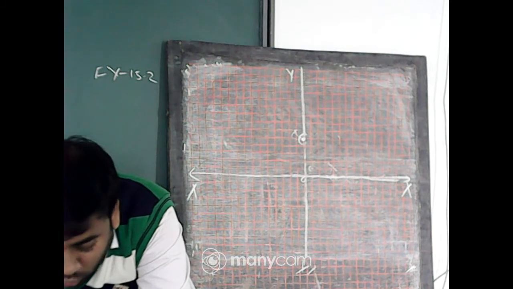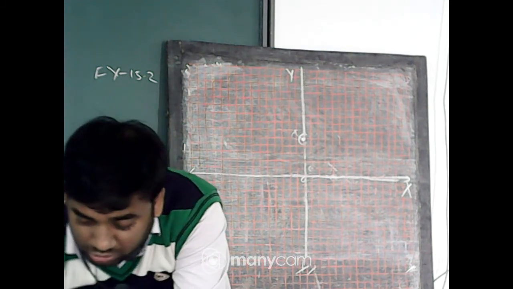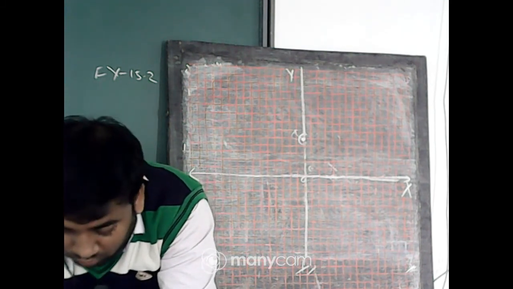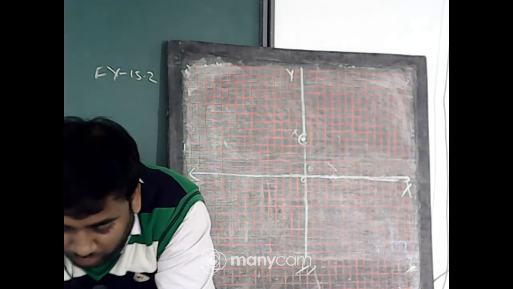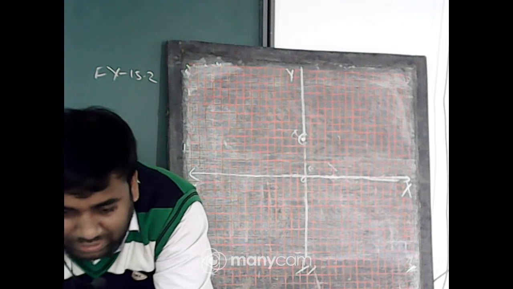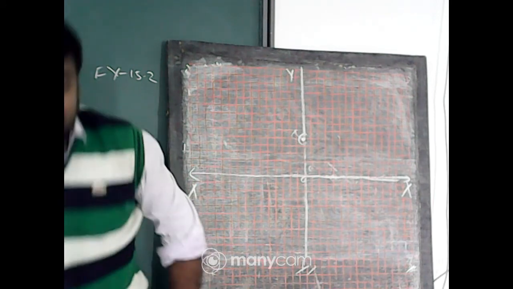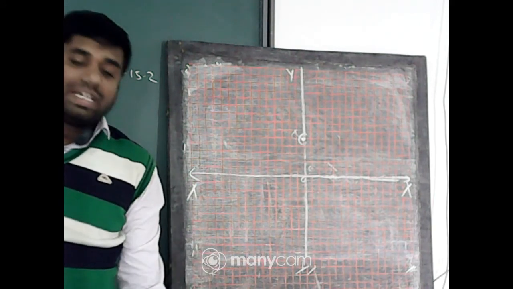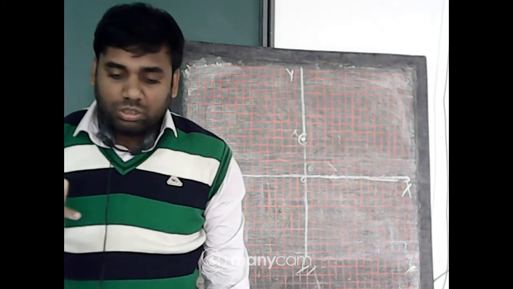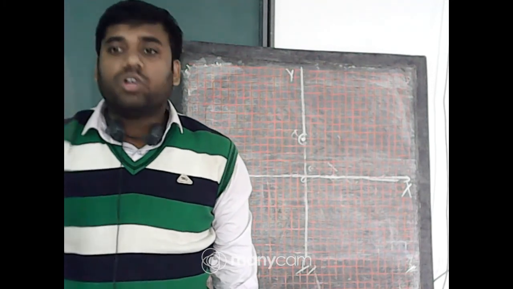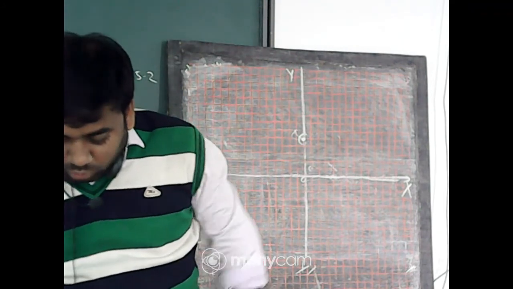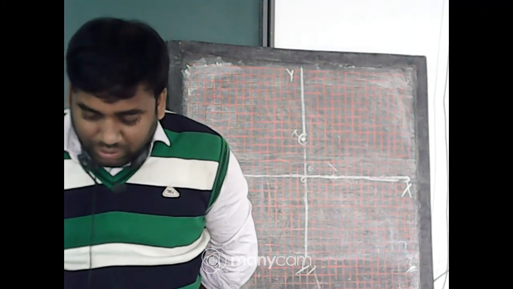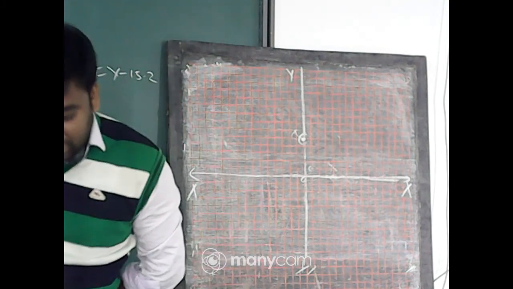Next, question number 4. I have to state true or false. Any point whose x coordinate is 0 and y coordinate is non-zero lies on the y-axis. Previously I have told you, if the x coordinate is equal to 0, then it must lie on the y-axis. So is it true or false? Very good. A point whose y coordinate is 0 and x coordinate is 5 will lie on the x-axis. Is it true or false?